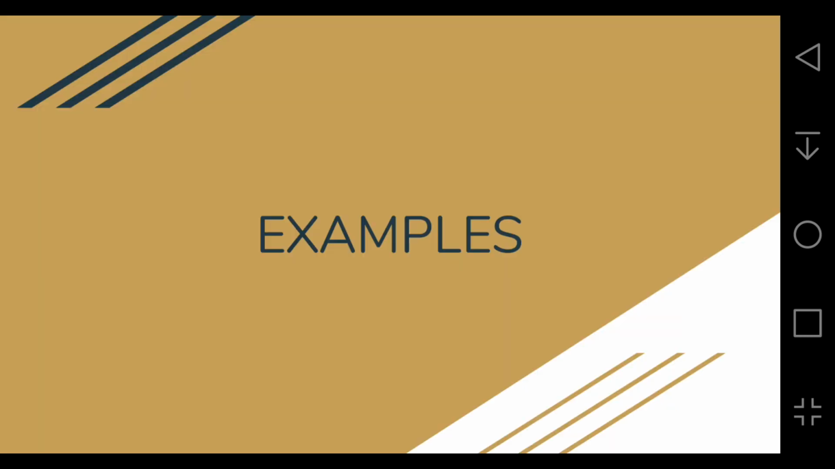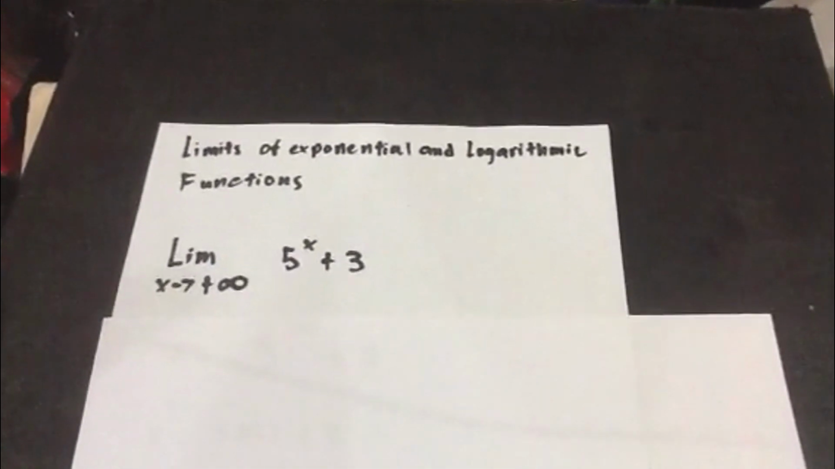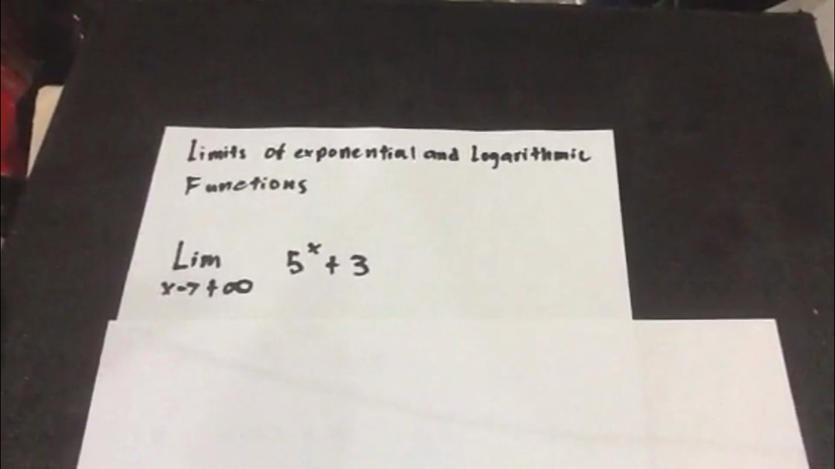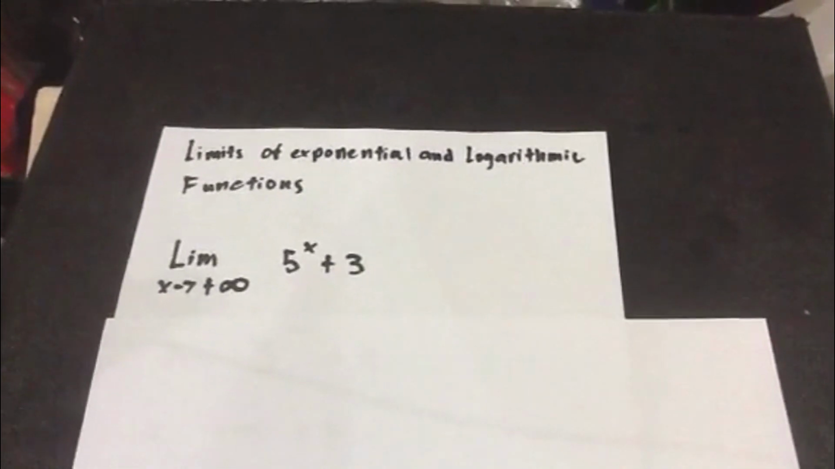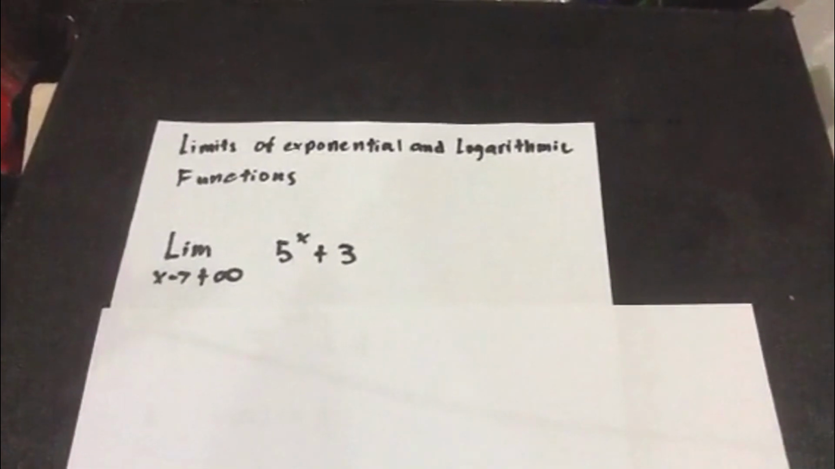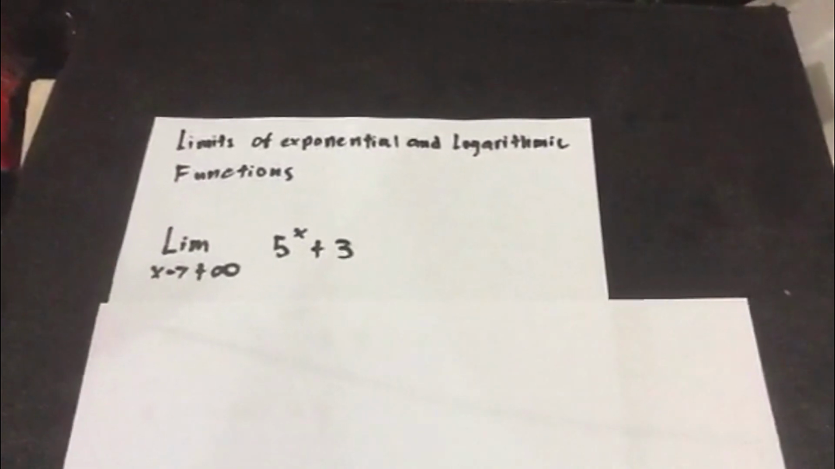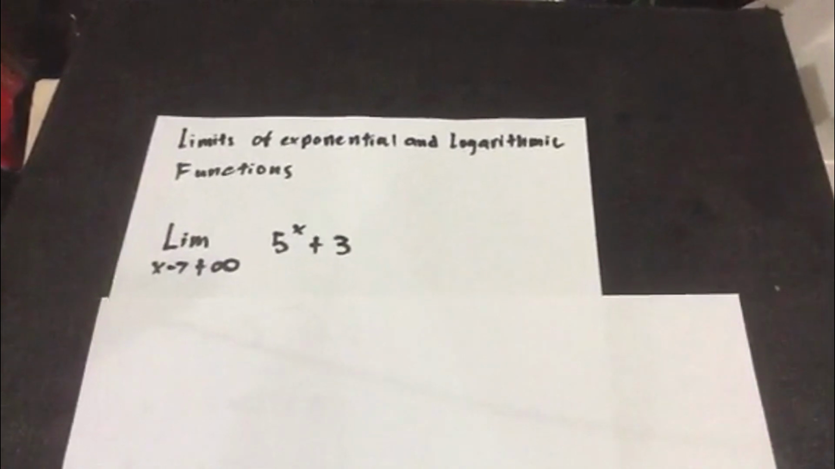Here are a few examples of finding the limits of exponential functions. So today we will be discussing the limits of exponential and logarithmic functions. To start the discussion, I'd like to use a simple problem, which is the limit of 5 raised to the power of x plus 3 as x approaches positive infinity. It is important to take note of the sign of the infinity symbol as it may affect the solution and answer of the problem. For problems like these, we can evaluate the function directly.